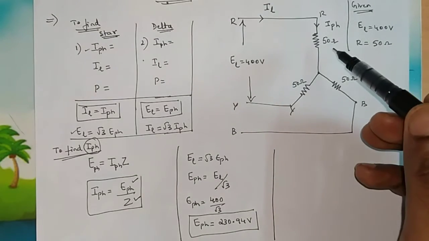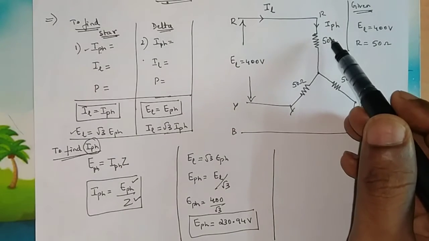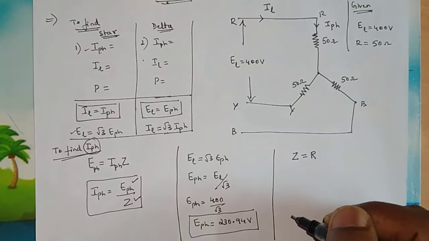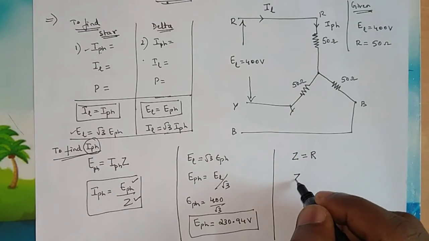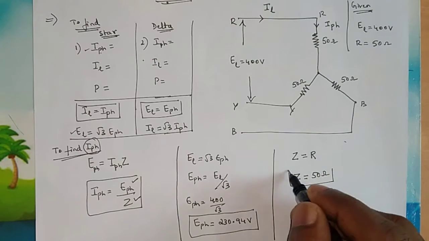In this circuit diagram, just identify which kind of circuit this is. You know on all three sides you have only resistance. Since you are having only resistance, Z will be equal to R. So Z is equal to R, we know the value, 50 ohm. So impedance will also be equal to 50 ohm.